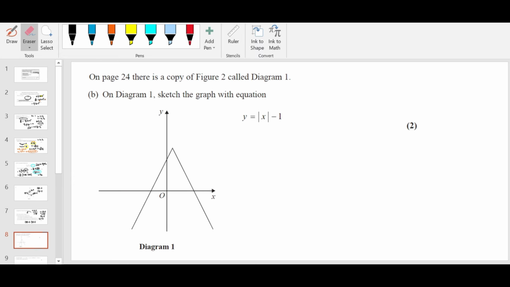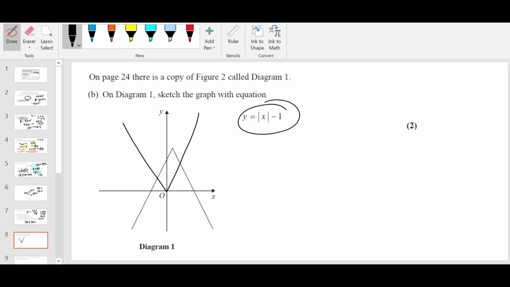Part B is a 2 mark question. They want you to sketch modulus x minus 1 on top of this diagram. Always remember this, modulus x is this graph. So when you put minus 1, you need to move the graph downwards 1 unit. So the graph would be here. This point is negative. That's the graph. They did not specifically say anything else, so just draw the graph. You'll be given 2 marks here.